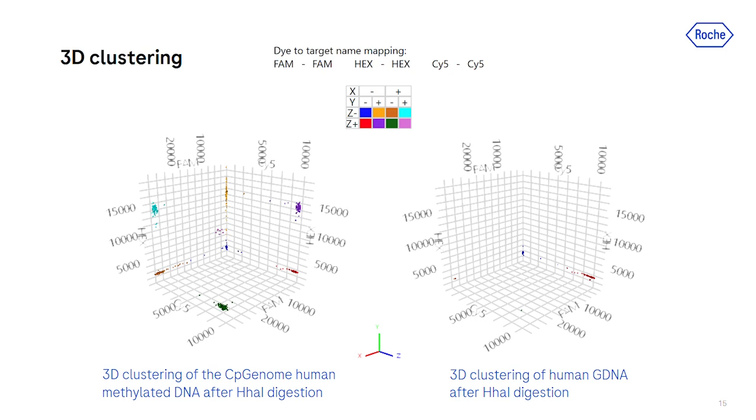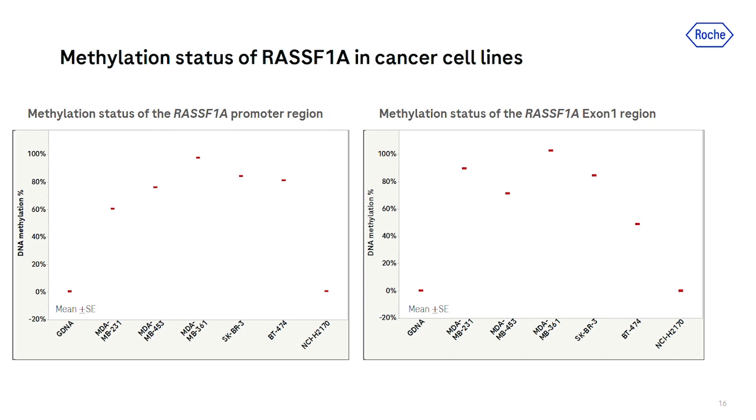Lastly, the methylation status was measured in various lung cancer and breast cancer cell lines and in healthy human genomic DNA. On the left, methylation status of the RASSF1A promoter region is shown. In the healthy genomic DNA sample, the methylation status was less than 0.7%. Different amounts of methylation levels were detected for the cancer cell lines depicted.